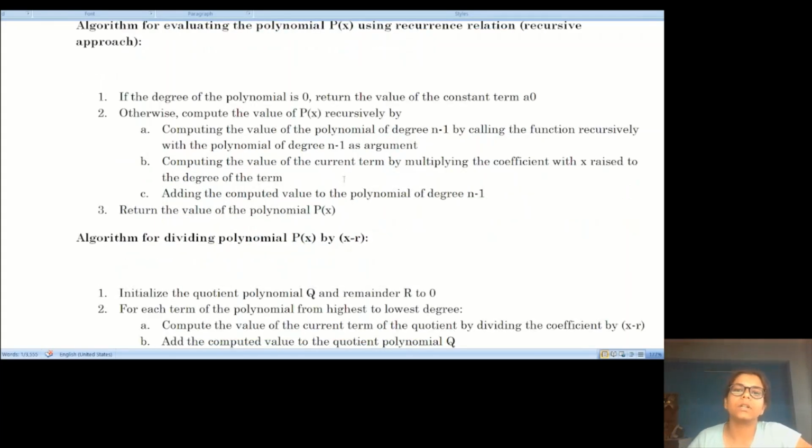Computing the value of the current term by multiplying the coefficient. The next thing we have to do is computing the value of the current term by the same process that we did earlier in the brute force: if we have to generate the term, we multiply the coefficient with the x to raise our degree of term. And then the same procedure that we did earlier, adding the computed value to the polynomial so that we can have a returning value as p(x).